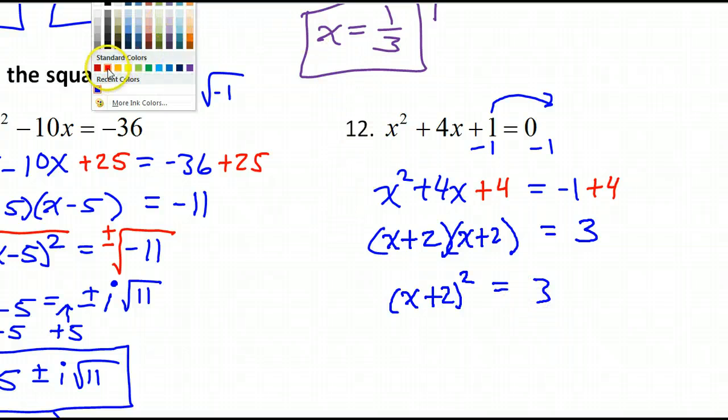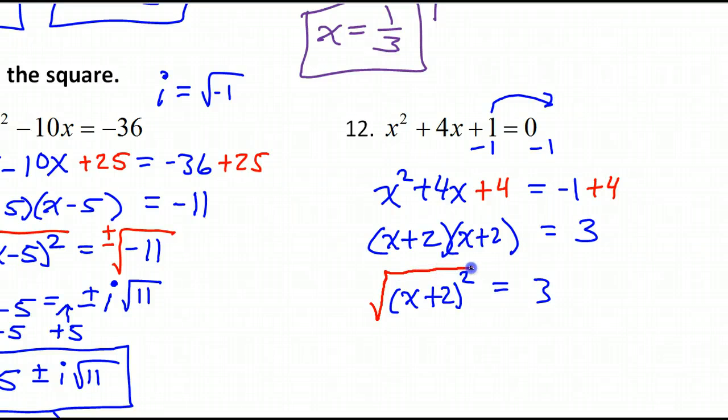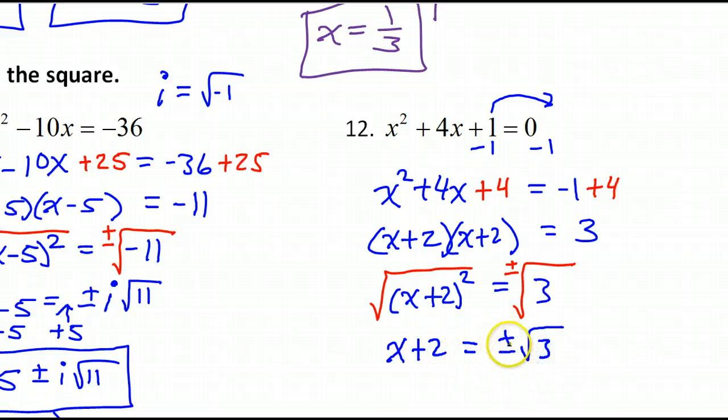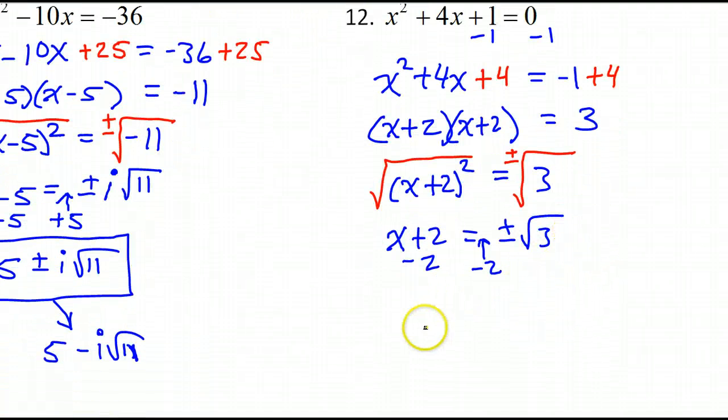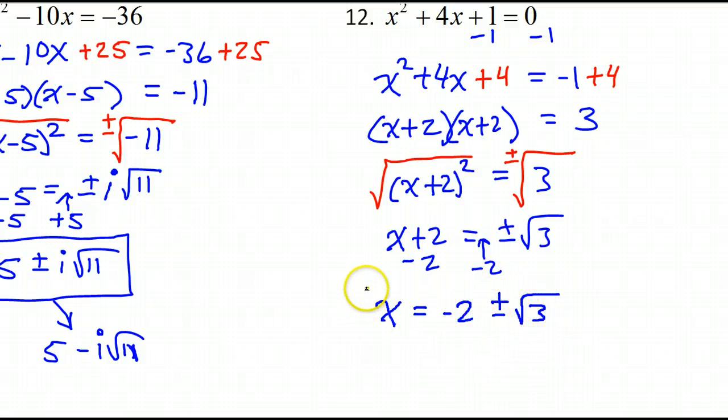And now it's time to take the square root of both sides. What do I have to always remember to do when I take the square root of both sides? Plus or minus, don't forget it. So that's going to give us x plus 2 is equal to plus or minus radical 3. Great. Now I need to subtract 2 from both sides and put it in the front. So that's going to give me x equals -2 plus or minus radical 3. Okay, that's the answer.